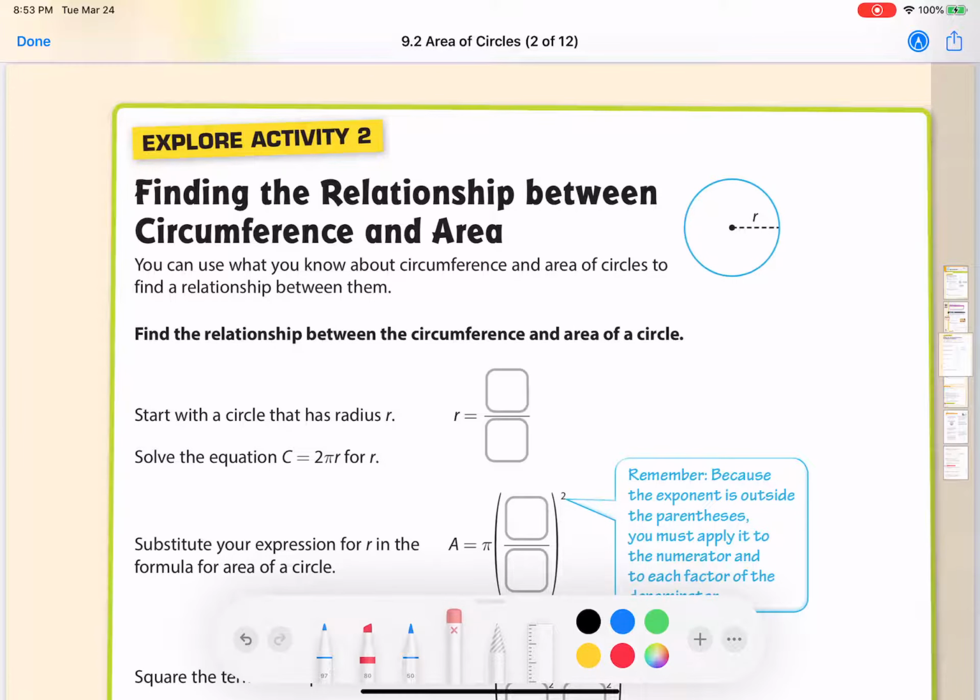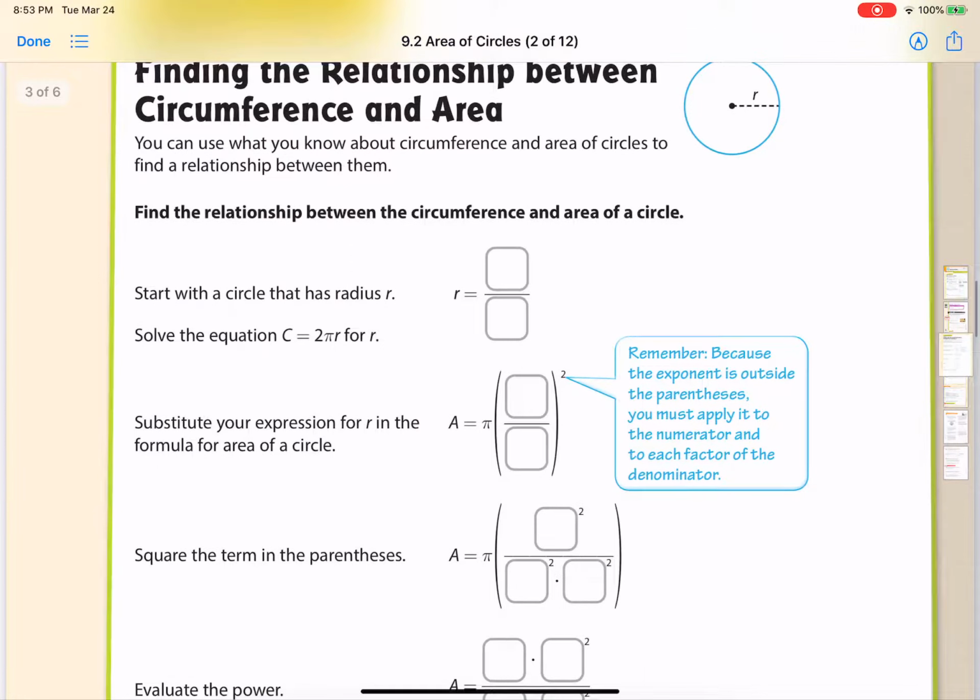This is for 7th grade on 9.2, area of circles. We are going to find the relationship between their circumference and area. So we can use what we know about circumference and area to find a relationship between them. We're going to start with a circle that has a radius r.